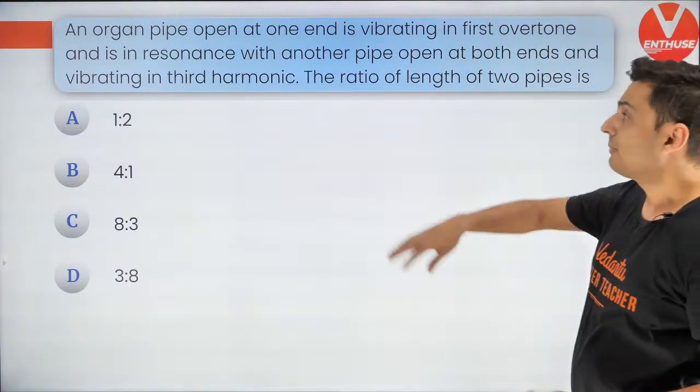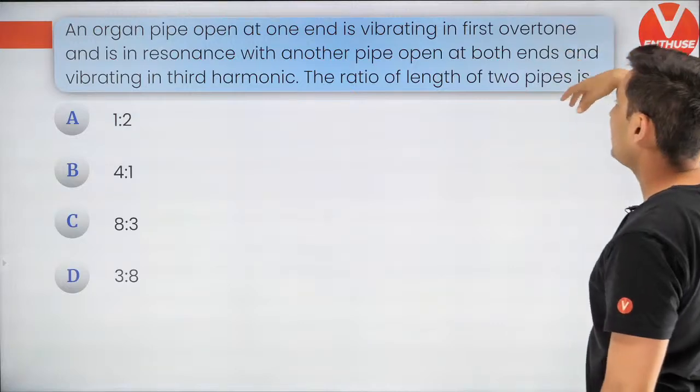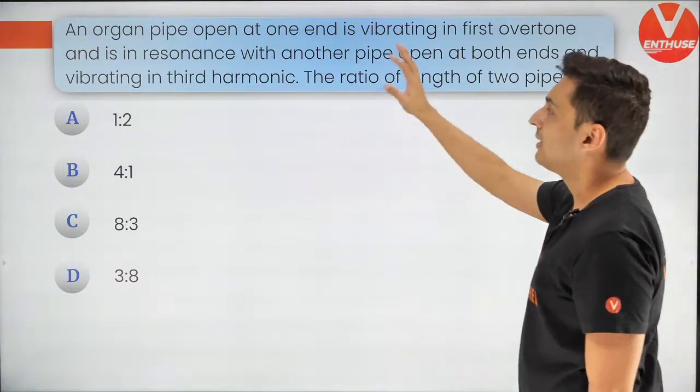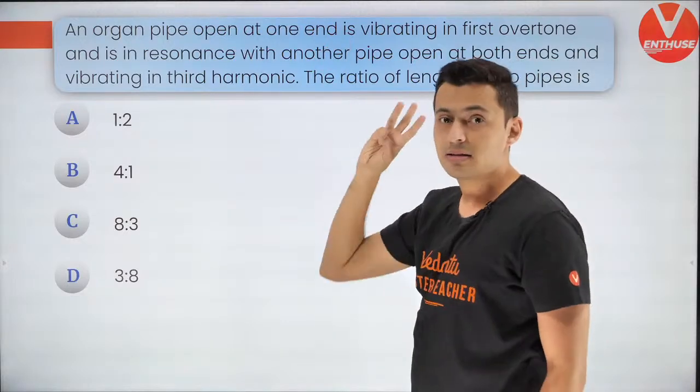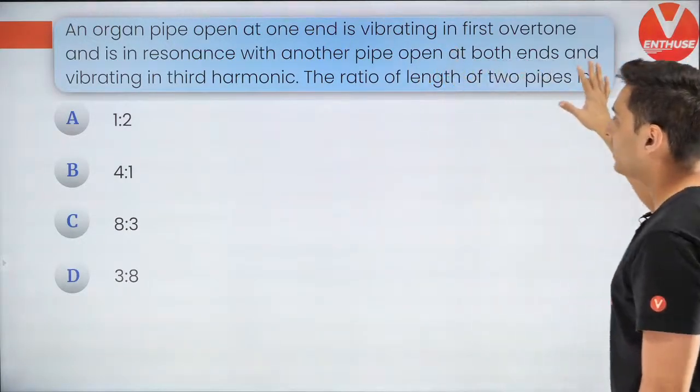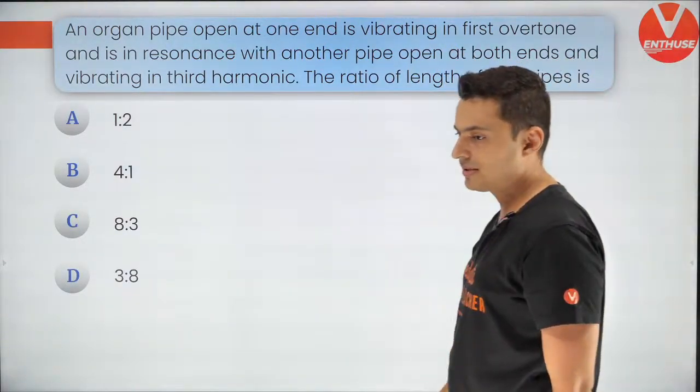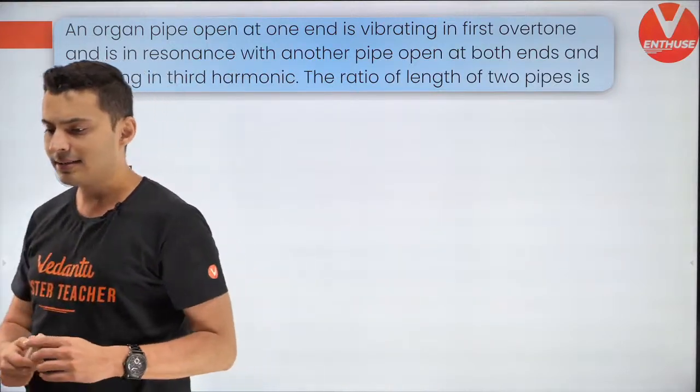Next question: an organ pipe open at one end is vibrating in its first overtone and is in resonance with another pipe open at both the ends, and it is vibrating in its third harmonic. Crazy numbering. What is the ratio of the length of the two pipes? Now, here is the thing.